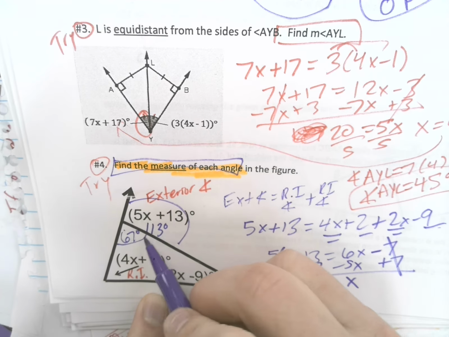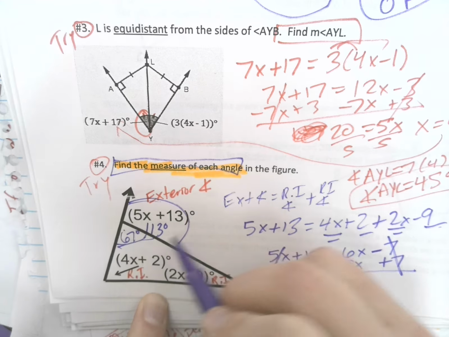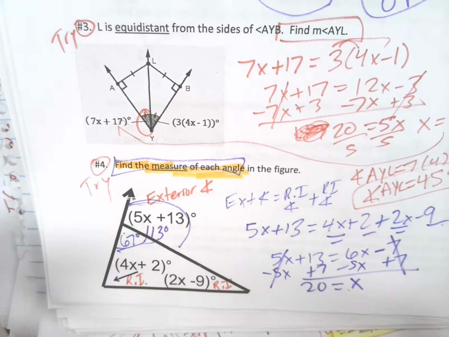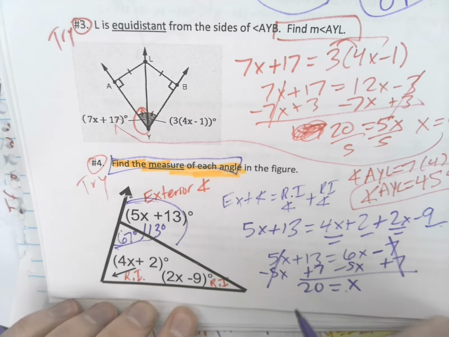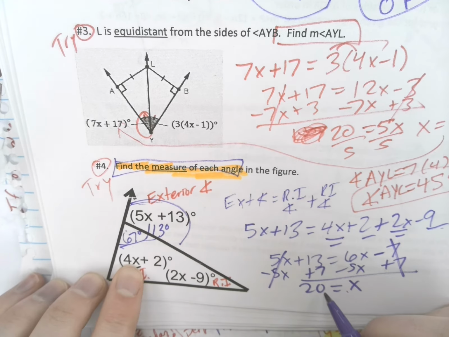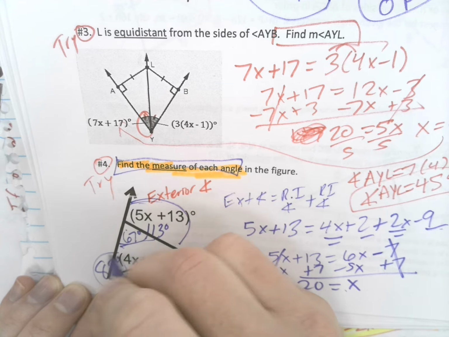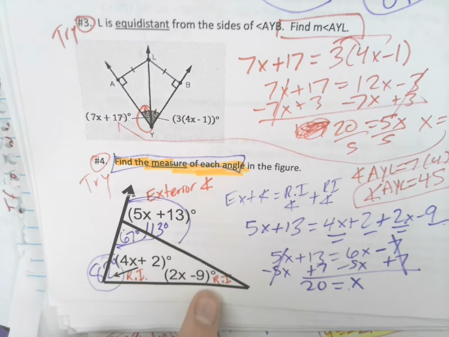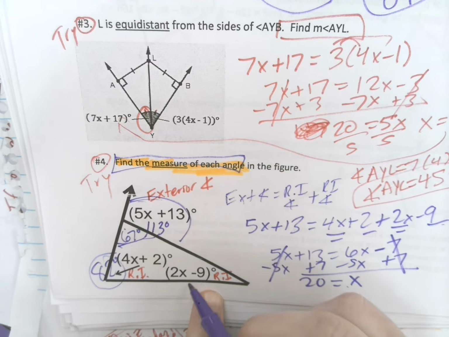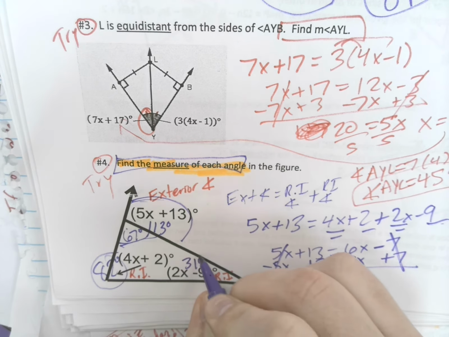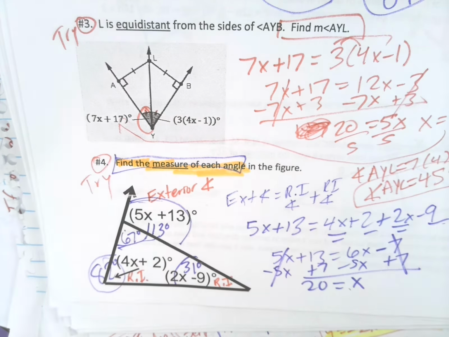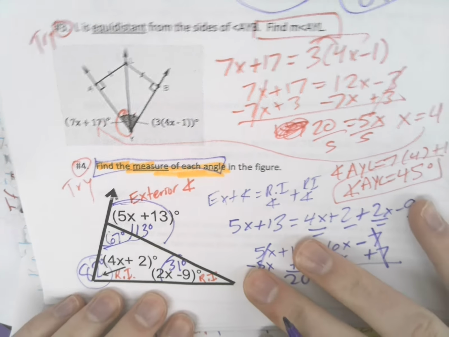So how about that, right? We got a linear pair here. This all has to add up to be 180. And remember, we also are going to plug 20 in, so 4 times 20 would be 80. And 80 plus 2 would give you 82 degrees here for this angle. And then finally, 2 times 20 is 40 minus 9 would give you 31 degrees here. Excellent work, guys.